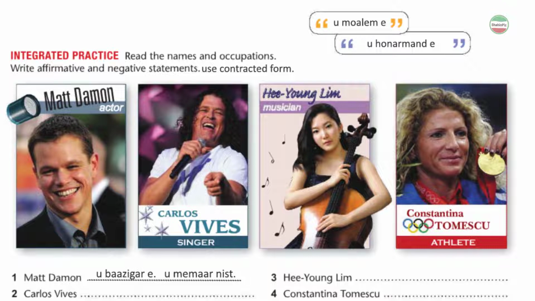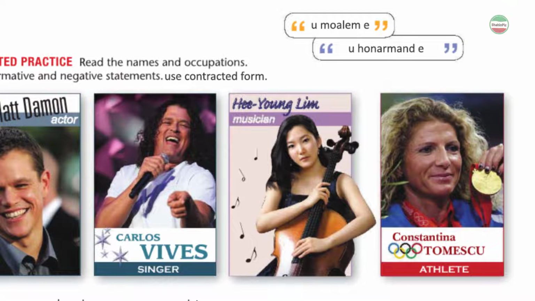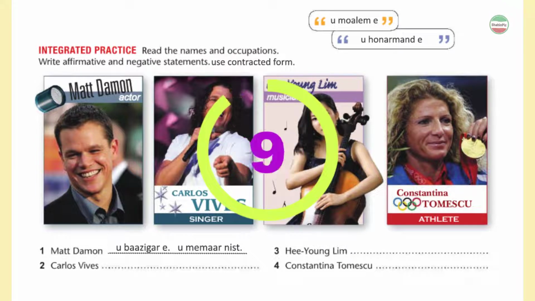Integrated practice. Read the names and occupations. Write affirmative and negative statements. Use contracted form. For example, او معلمه. او هنرمنده. You can pause the video for seconds to write the answer.